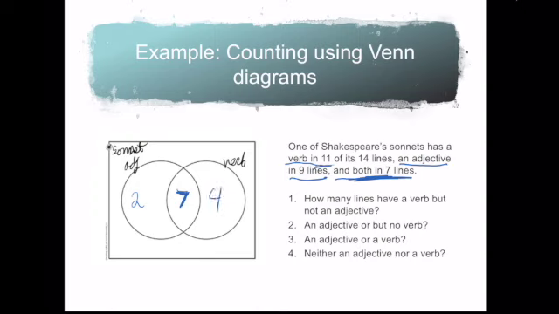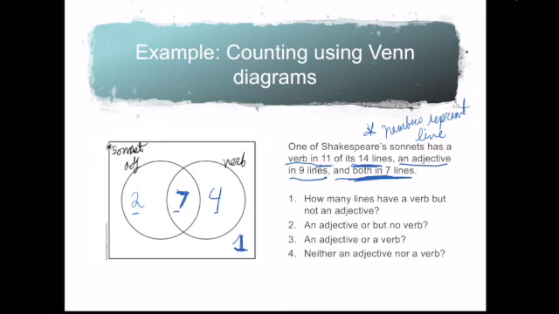Now, I have a universal set. It has to have 14 lines, right? Each of the numbers is representing a line of the sonnet. So it has 14 lines total. So now I've got 2, 7, that gives me 9, 4 gives me 13. So I've got one lone line out here that has neither a verb nor an adjective.